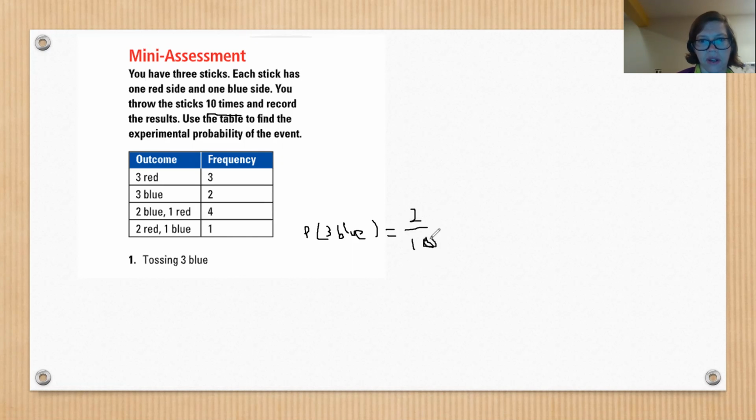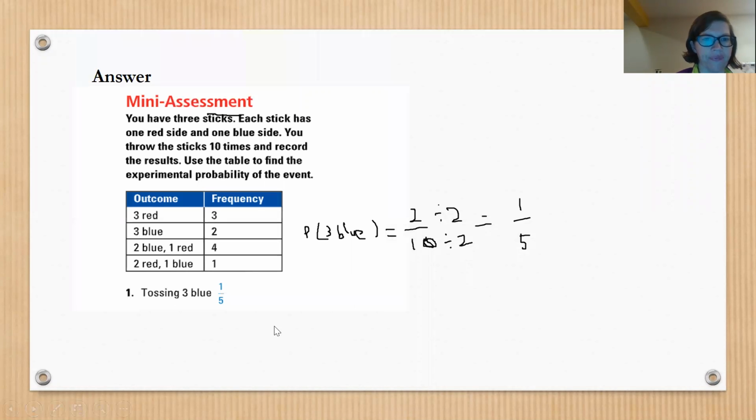You might think we're done, but if we can simplify, we should simplify. And 2 over 10, I know I can simplify, right? I'm going to divide by 2. So 2 divided by 2 is 1, and 10 divided by 2 is 5. So the probability of tossing 3 blue sticks is 1 over 5, or 1 out of 5. So there we go. That was the correct answer. I was just double checking to make sure we got it right.